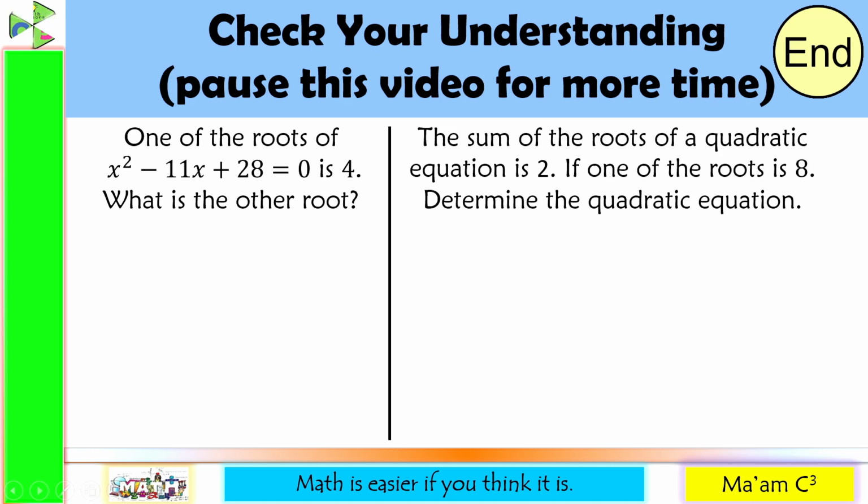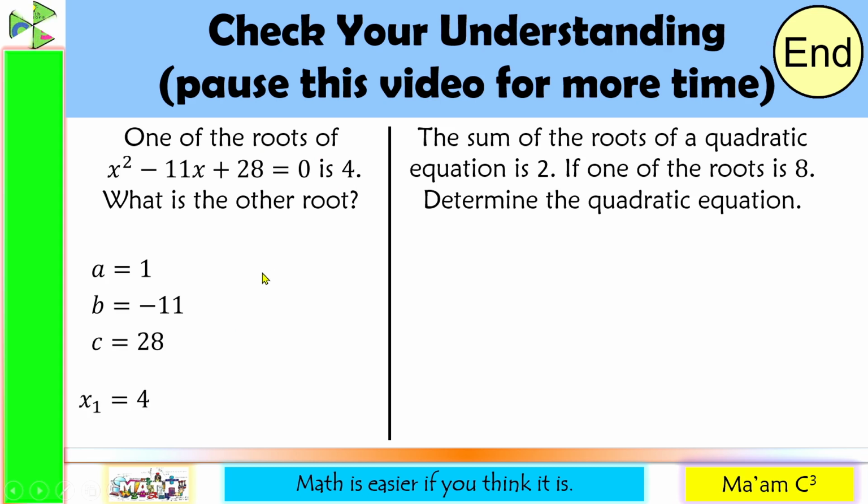Let us answer. One of the roots of x squared minus 11x plus 28 equals 0 is 4. What is the other root? Let us determine the value of A, that would be 1. B is negative 11, and C is 28. One of the roots is 4. Let us say this is the first root. X of 1 is equal to 4.